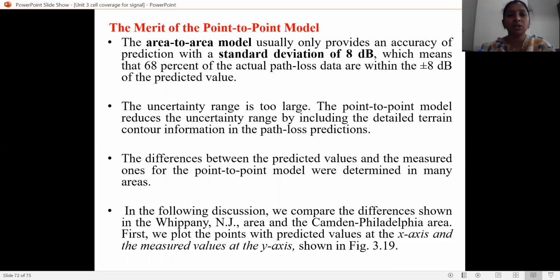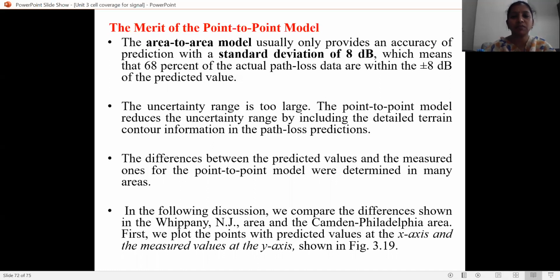The area-to-area model usually provides an accuracy of prediction with a standard deviation of 8 dB, which means that 68% of the actual path loss data are within plus or minus 8 dB of the predicted value. The uncertainty range is too large when it is 8 dB. The point-to-point model reduces the uncertainty range by including the detailed terrain contour information in the path loss predictions.